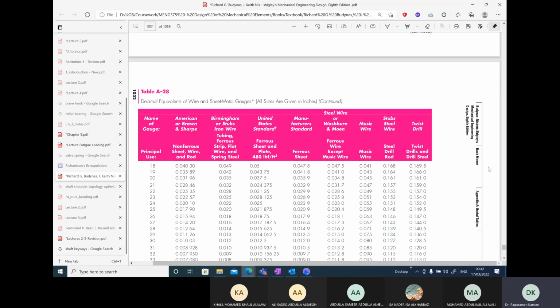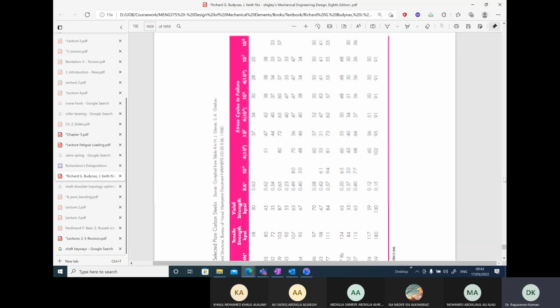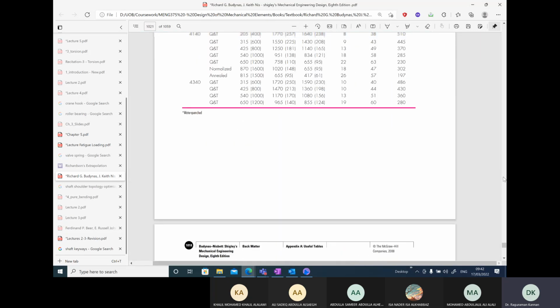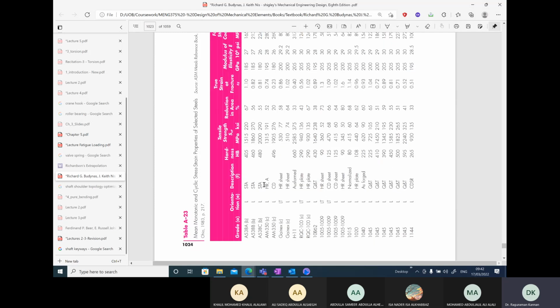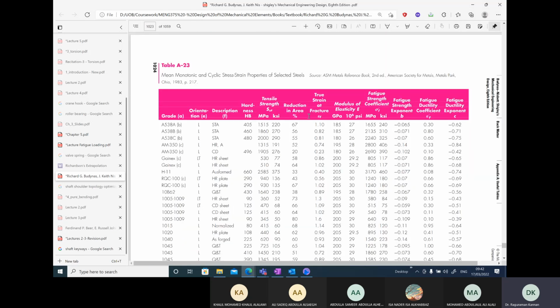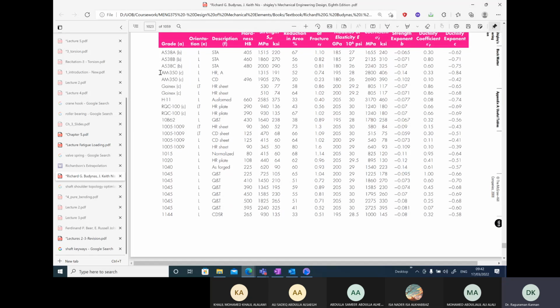Okay, so I think we went a little bit down. 21, we have 22 and 23 over here. Let's turn it here. We can see this is the fracture at strain. Sorry, here we have the fatigue strength coefficient, fatigue strength exponent, fatigue ductility coefficient, and fatigue ductility exponent for different types of materials according to the standards.